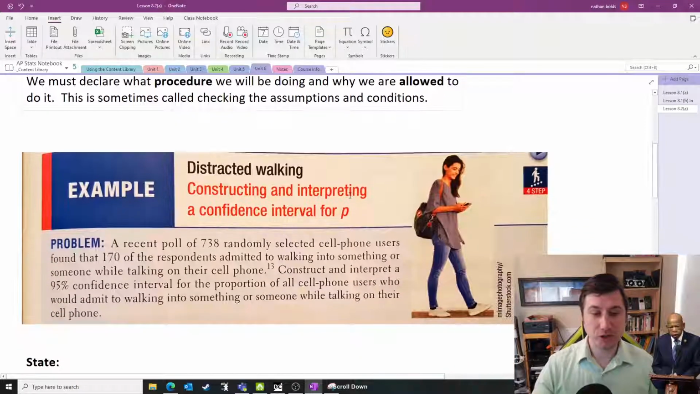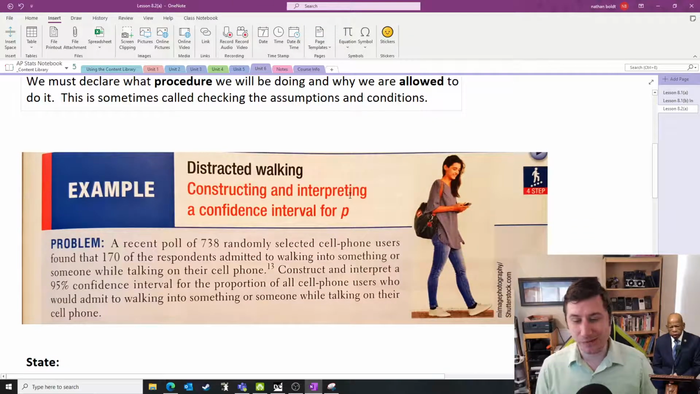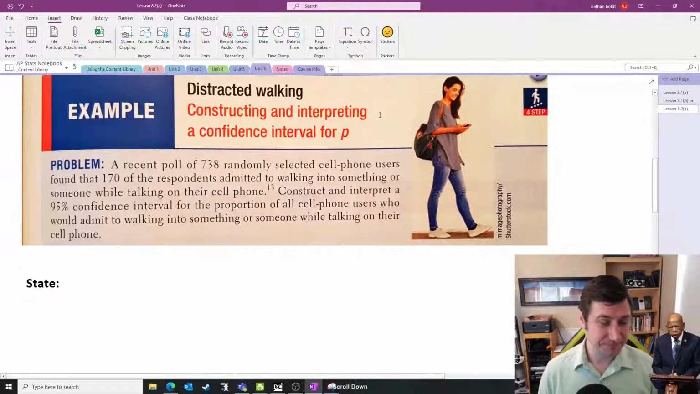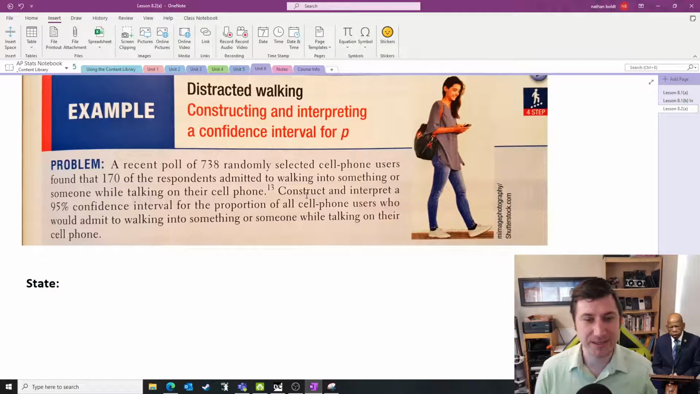So let's do a quick example of this so you can see it. Hopefully you realize it's not that bad. And it will clarify what it means to state what you're doing and then plan what you're doing. So, a recent poll of 738 randomly selected cell phone users found that 170 of the respondents admitted to walking into something or someone while talking on their cell phone.